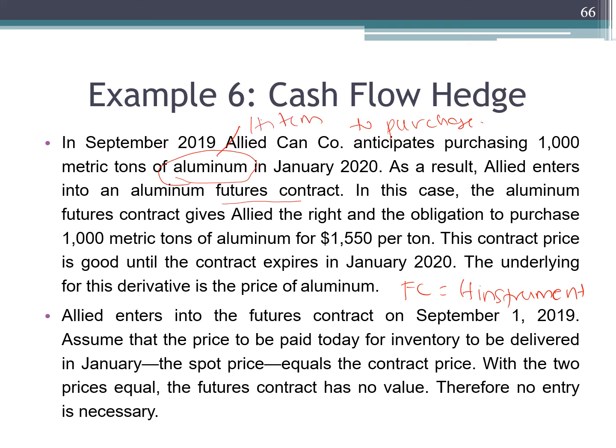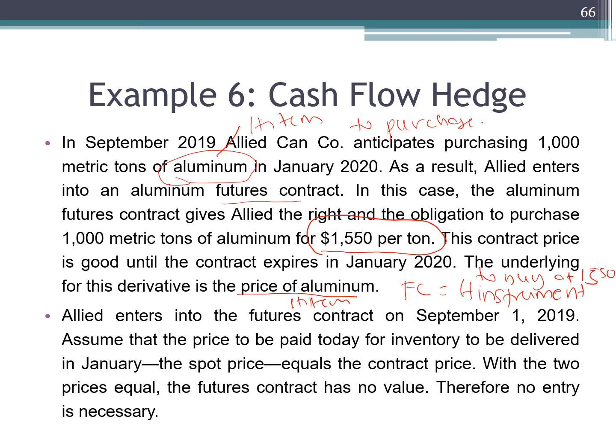The aluminium futures contract gives the company the right and obligation to purchase 1,000 metric tons at the price of 1,550 per ton. They give you the right to buy at 1,550. So the underlying for this derivative is the price of aluminium. This is the hedge item. The hedge item here is the price of aluminium.